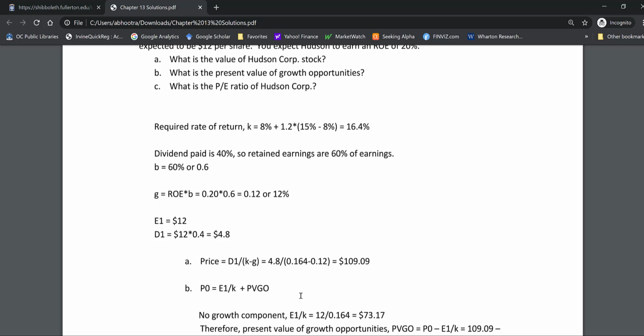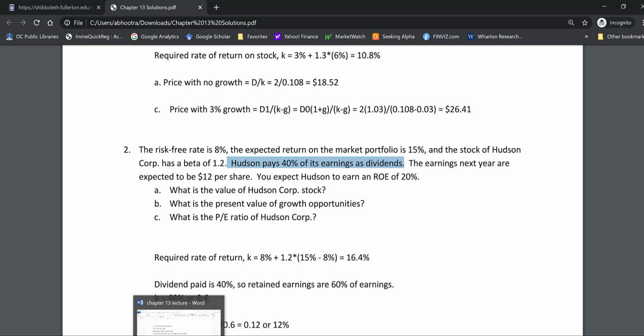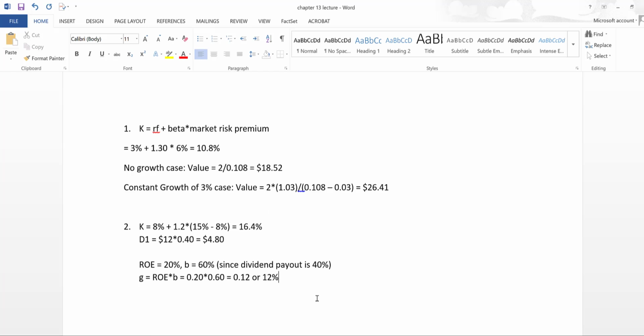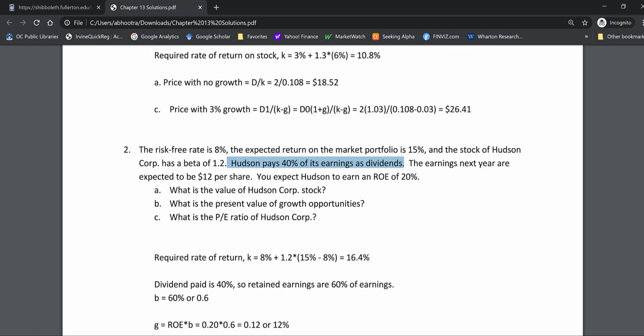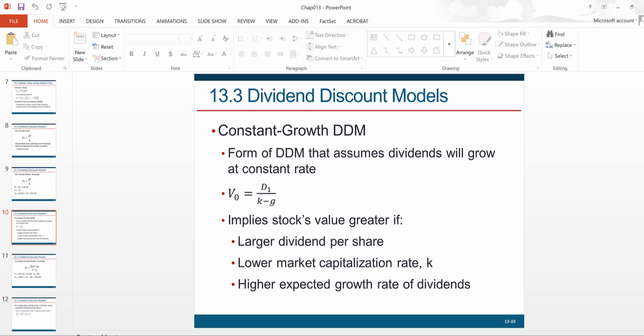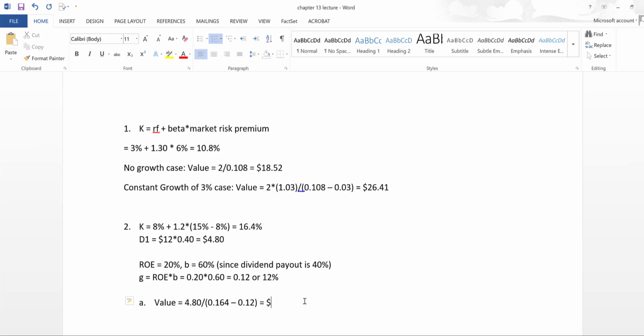Okay, and once we have the growth rate, then we have all the inputs that we need for our first question, that is simply the value, right? What is the value of Hudson company stock? So value is D1 over K minus G. We already have our D1, and the other inputs: 16.4% minus 12%, right? So D1 over K minus G, that would be the value, and as you can see here, that calculation gives you 109.09. Okay, so that's the first part.